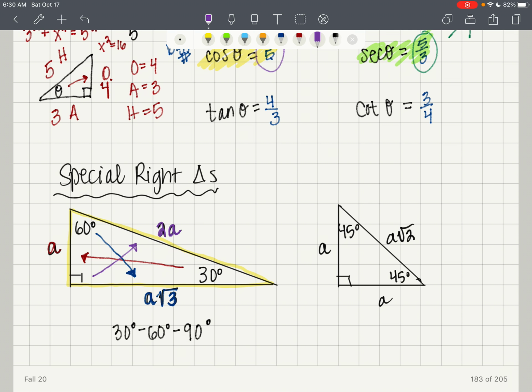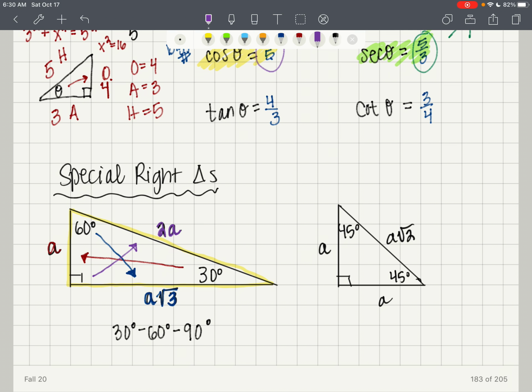The other special right triangle is the 45, 45, 90. So it's 45 degrees, 45 degrees. Those are the two acute angles. And then the 90 degree angle is what makes it a right triangle. Now across from 45 degrees in either direction, you're going to have a leg, and that leg is going to be a length that we will call A.